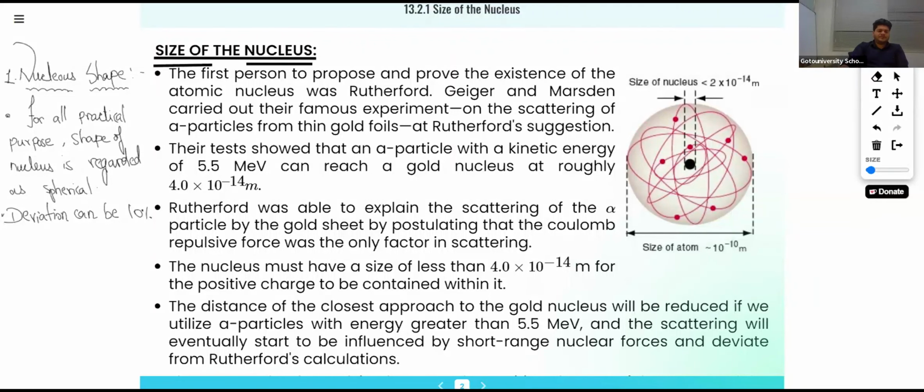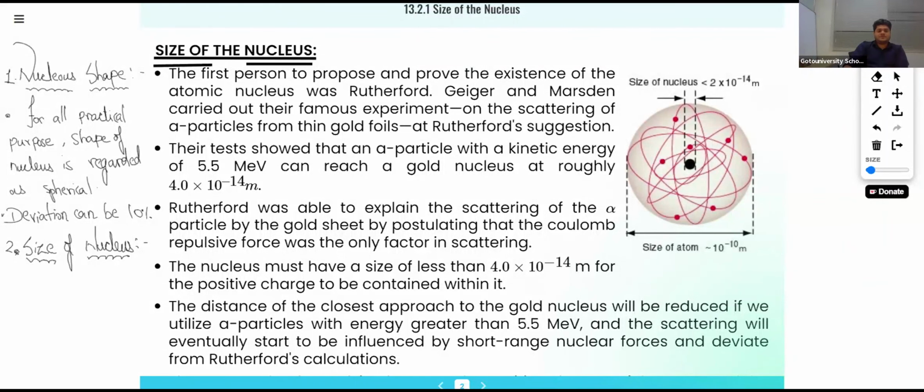Deviation can be 10%. Okay, this is all about the nucleus shape. We have to discuss the size of nucleus. Yes, I am coming to the point. Let's see the next one, size of the nucleus. What about the size of the nucleus?